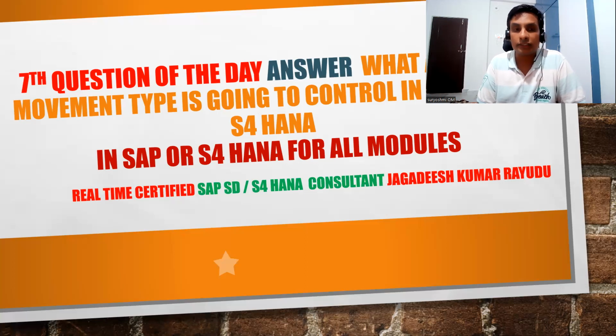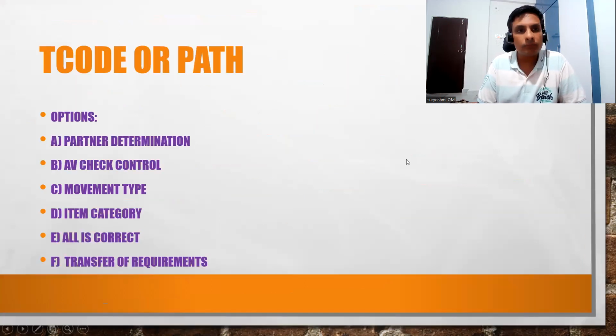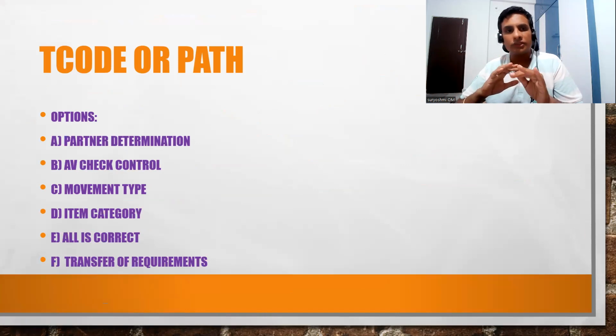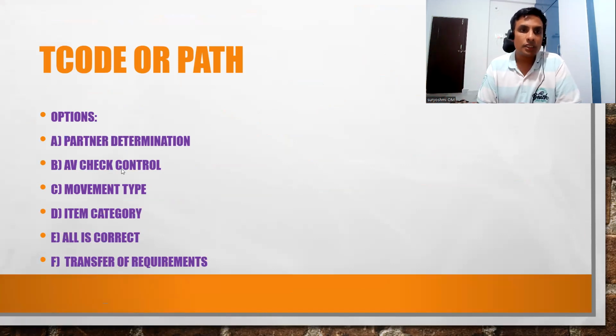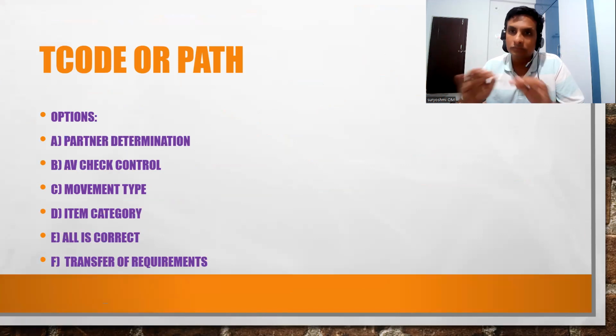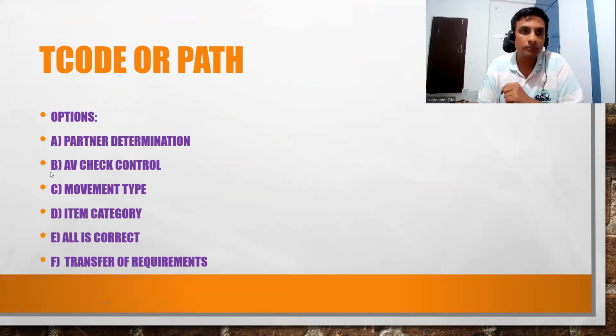What actually does movement type control in SAP SD or S/4HANA? Let's have a look at the options I have already given. Partner determination: there is no relation between movement type and partner determination. Movement type is controlled by your schedule line category. So option A is wrong. Availability check control: it controls movement type. Answer B is correct.